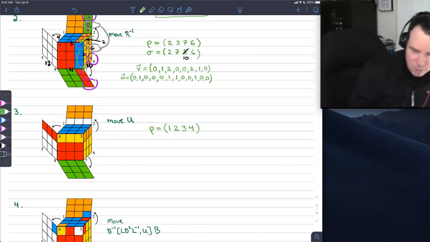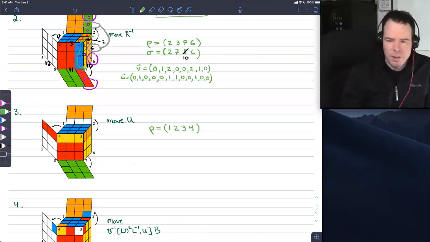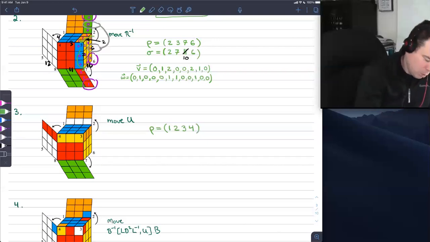And 4 is the blue, red, white corner piece. Blue, red, white is now in position 1. So this is our corresponding permutation of corners that has happened. What about edges?